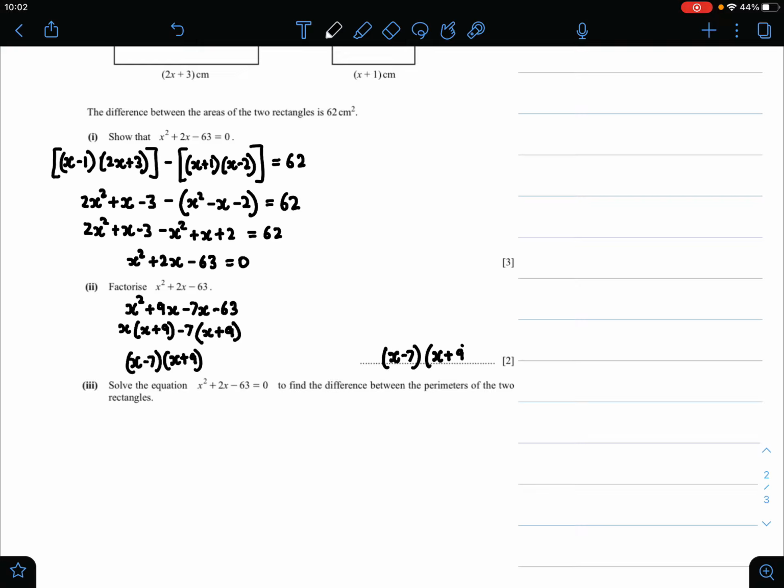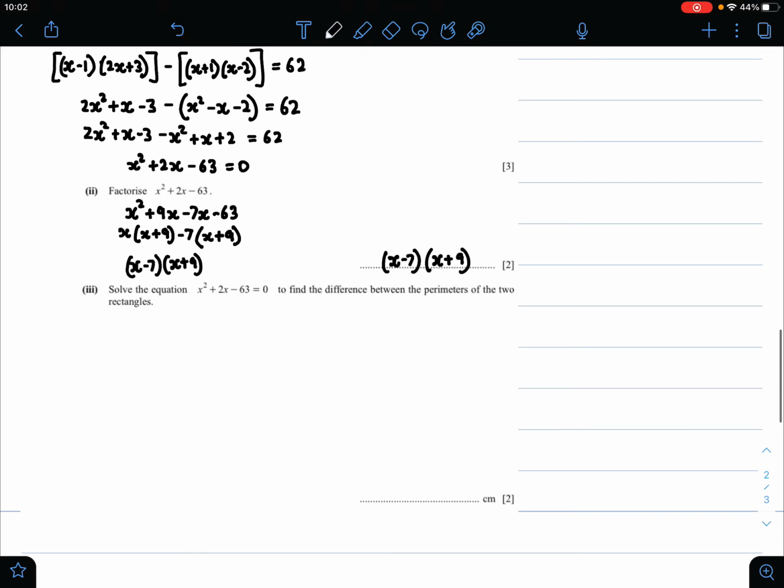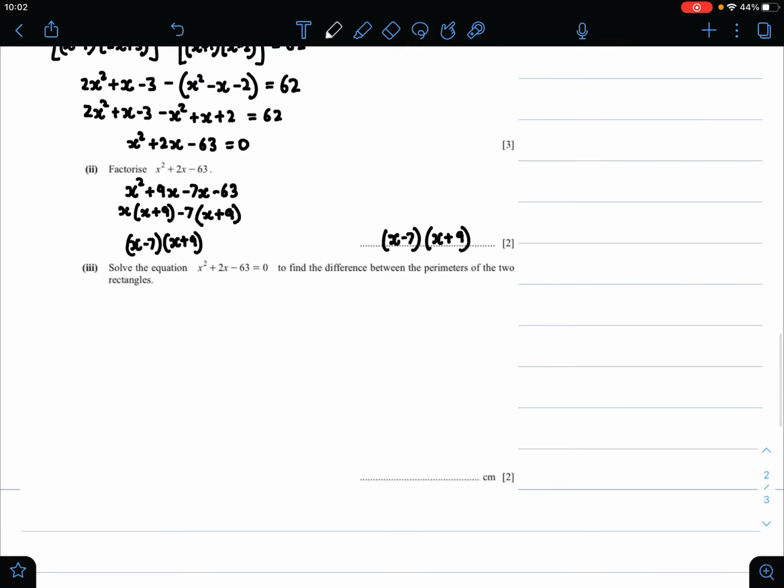So for B part 3, they are asking you to solve the equation to find the difference between the perimeters of the two rectangles. Okay, so to solve this equation, first we need to find the values of x, so that we would equate both the brackets to 0. So that is x minus 7 and x plus 9 to 0. Now x can be either positive 7 or x can be negative 9.